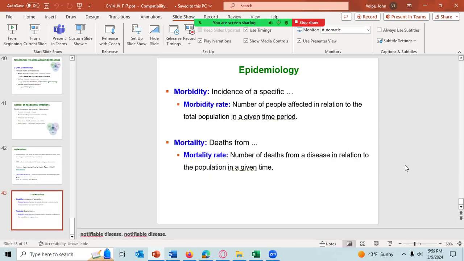All right. Morbidity is the incidence of a specific notifiable disease. The morbidity rate is the number of people affected in relation to the total population in a given time period. The mortality is the deaths from a notifiable disease. The mortality rate is the number of deaths from a disease in relation to the population in a given time period. Any question about any of that? Any questions about chapter 14? If not, let's get started on chapter 13.